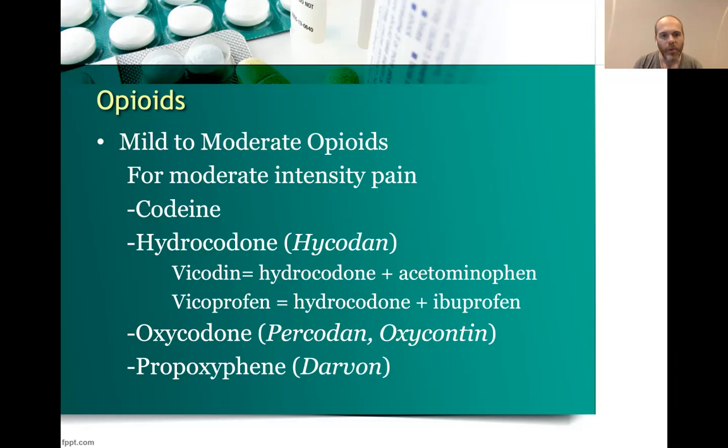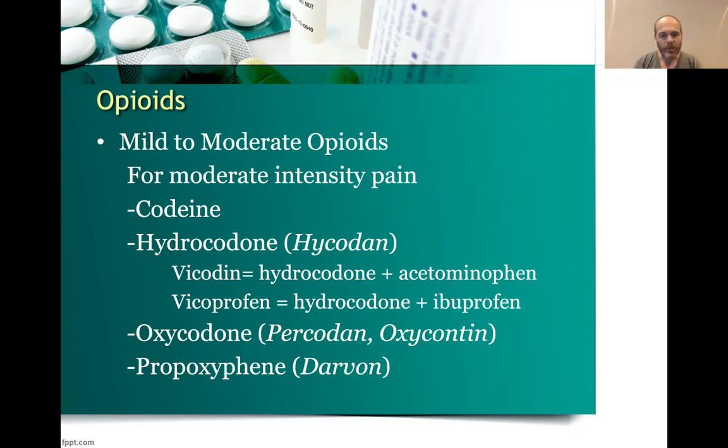Mild to moderate opioids include hydrocodone, and there are two different types of hydrocodone. There's Vicodin and Vicoprofen. Vicodin is just hydrocodone, which is a mild opiate, plus acetaminophen, which is Tylenol, and Vicoprofen, which you probably already guessed, is hydrocodone plus ibuprofen.